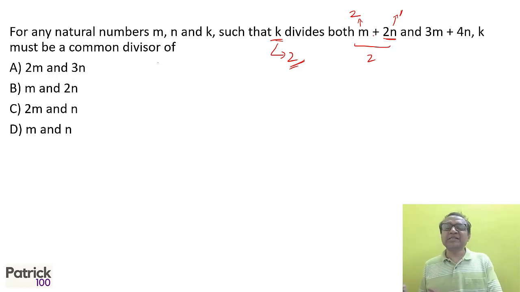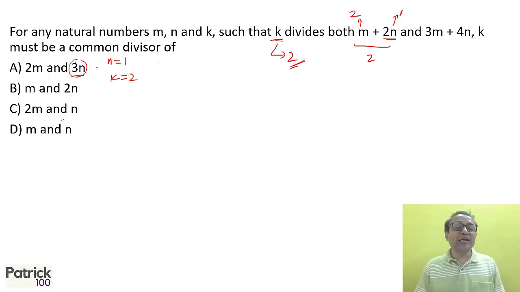Look at always the easiest number to substitute. Now if you look at 3n and look at the options, 2 is not a factor of 3n. 3 into 1. Remember, n is 1 and k is 2. So 3 into 1, 3 is not a divisor of 2. k must be a common divisor of 3n? No, not of n, not of n. So k is only a common divisor of 2n. You can directly mark the answer as option B. k is a divisor of m, which is 2, and 2n, which is 2.